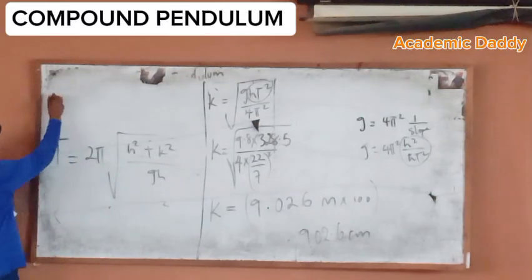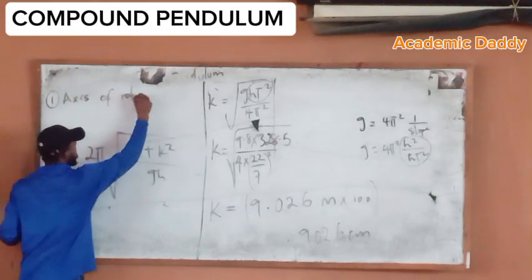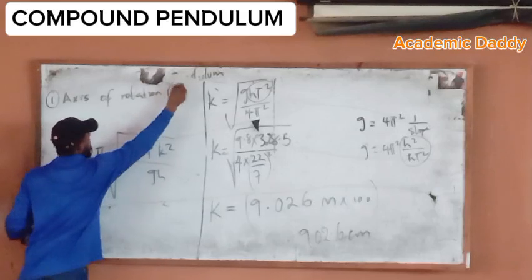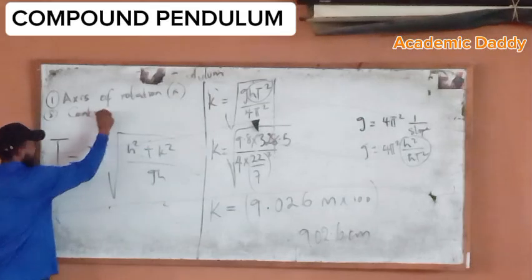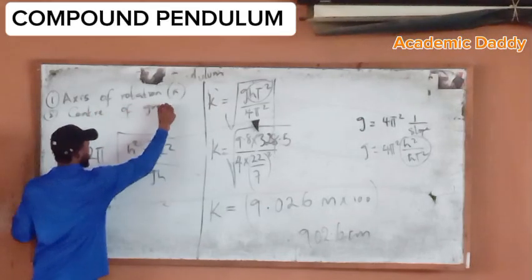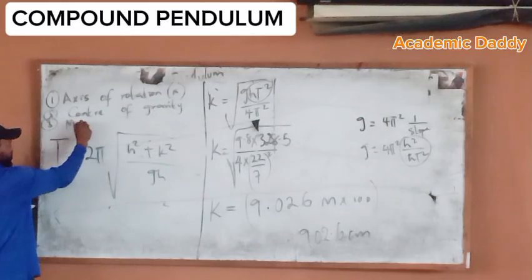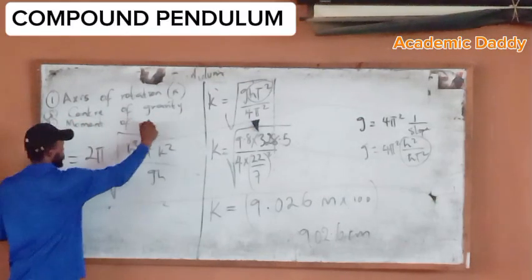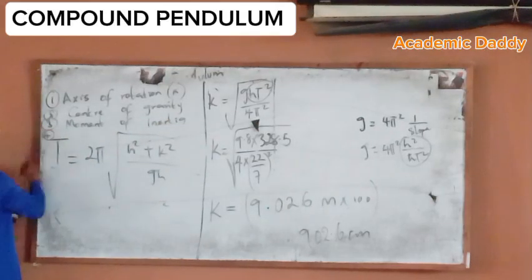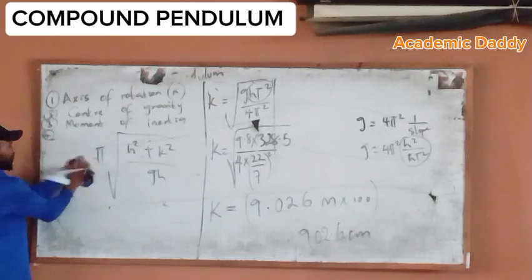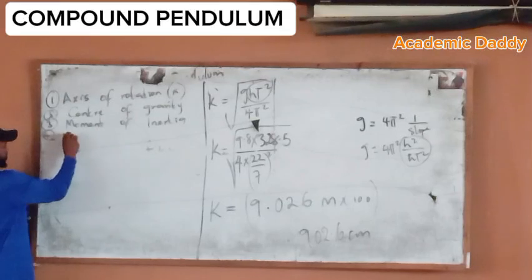Number 1, determine axis of rotation. 2, determine center of gravity. So see all this transaction from here. So my height is displacement.